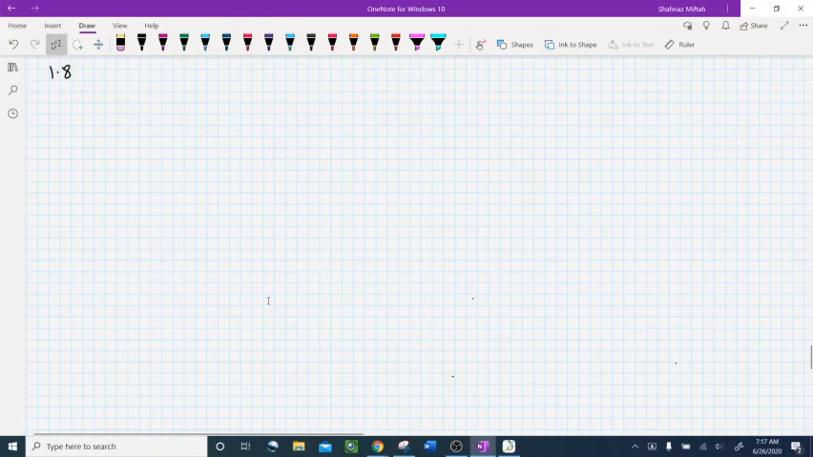Hi everyone. Today we are working on objective 1.8, and this is inverse functions. We are going to verify inverse functions, find the inverse of a function, use the horizontal line test, and much more. So what is the definition of an inverse function?